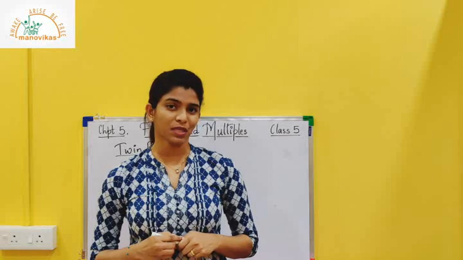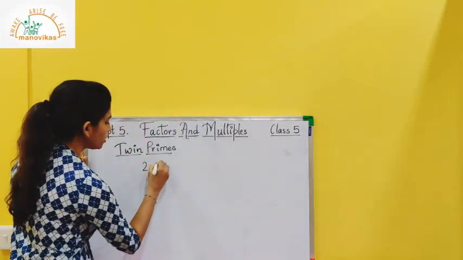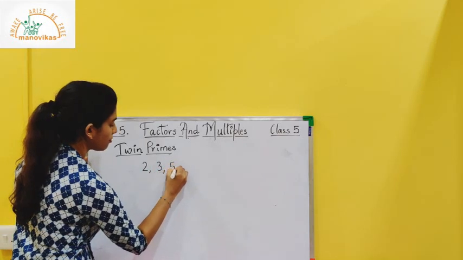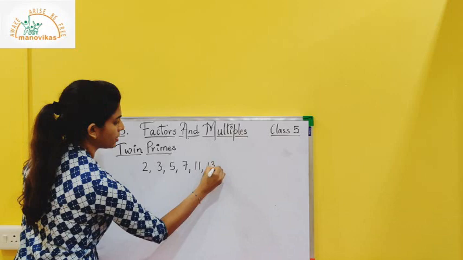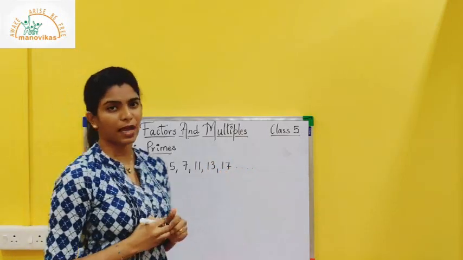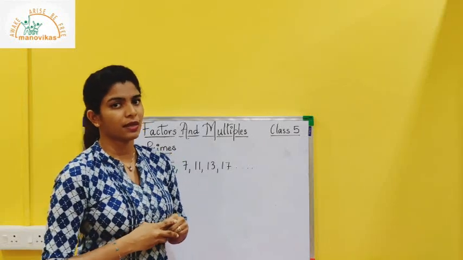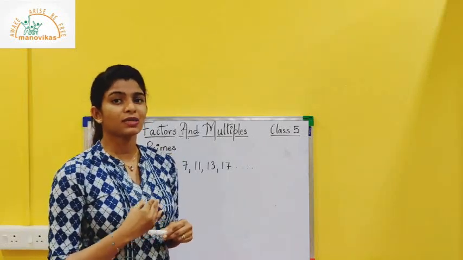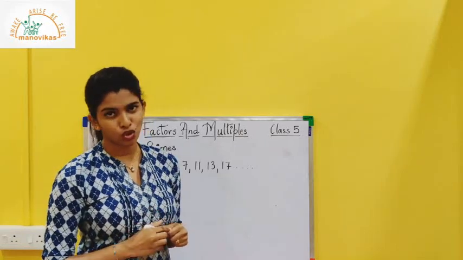Students, you know what prime numbers are. So let's write them down here. 2, 3, 5, 7, 11, 13, 17 and so on are prime numbers. You have to know at least a few prime numbers. Now, twin primes are pairs of prime numbers which differ by 2.